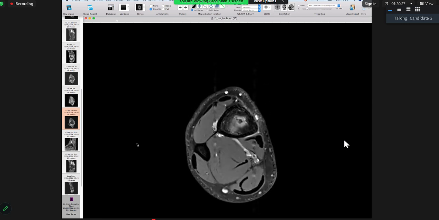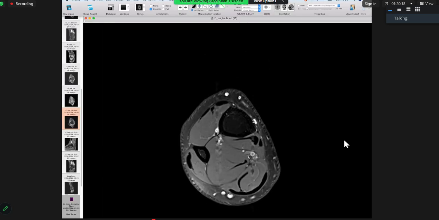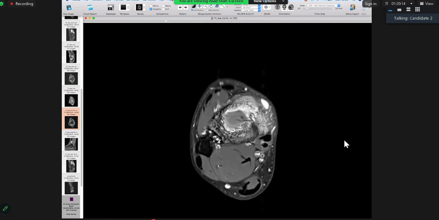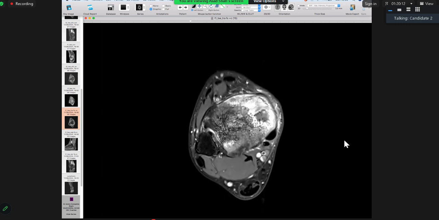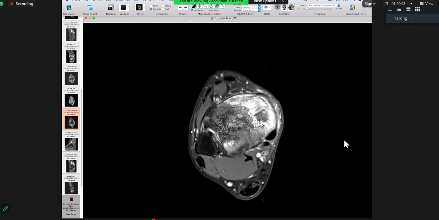All right. Okay. So let's look at that, and then you can give me the differential diagnosis. I can scroll it now. So it appears hyperintense on contrast enhanced STIR images.